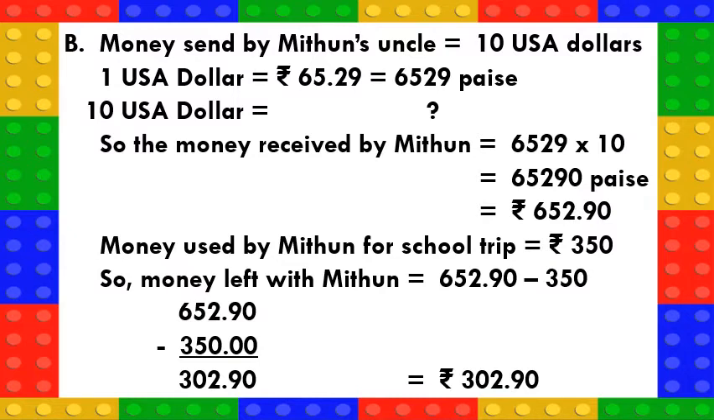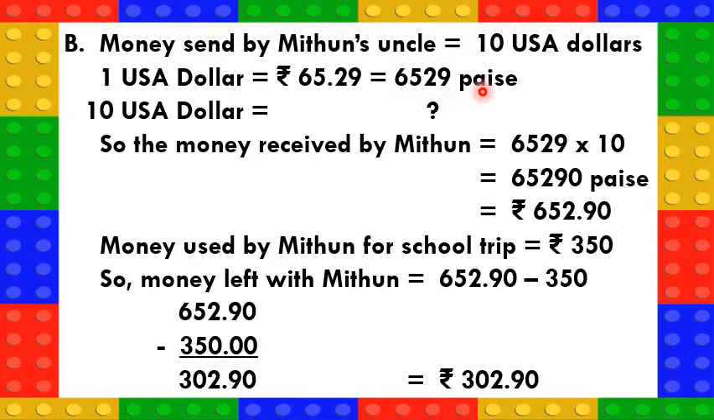Exercise B. Mithun's uncle lives in America. He has sent him 10 USA dollars as a gift. Mithun used 350 rupees for his school trip. Now, how much money was left with him? Answer. See children, Mithun's uncle has sent 10 USA dollars. From the chart, we know that 1 USA dollar is 65.29 in Indian rupees.